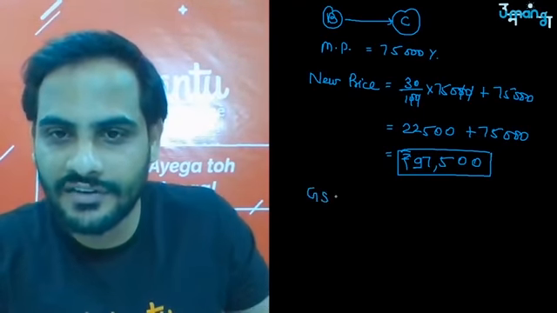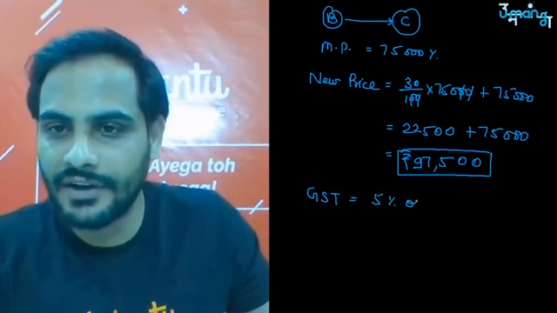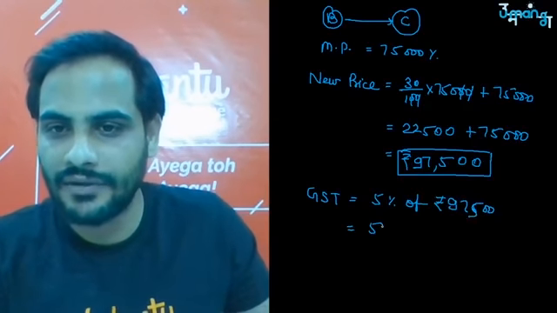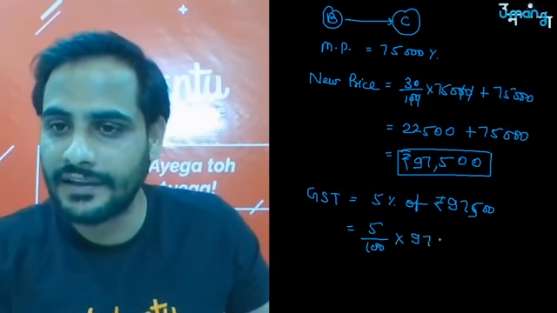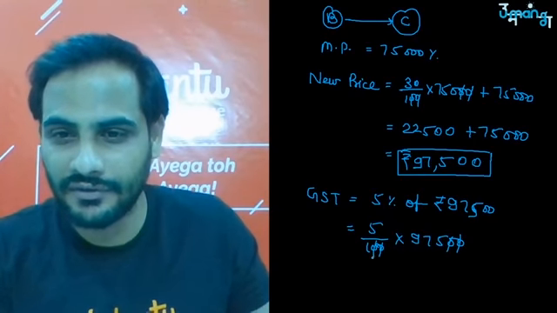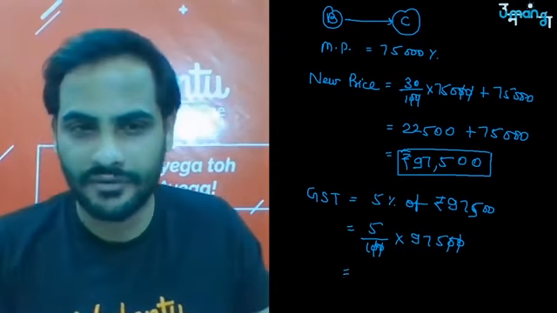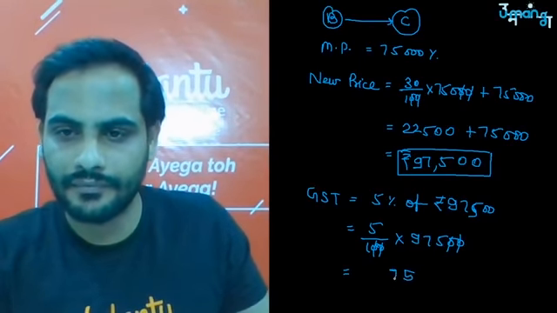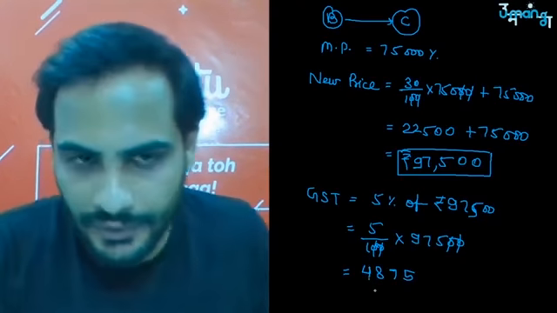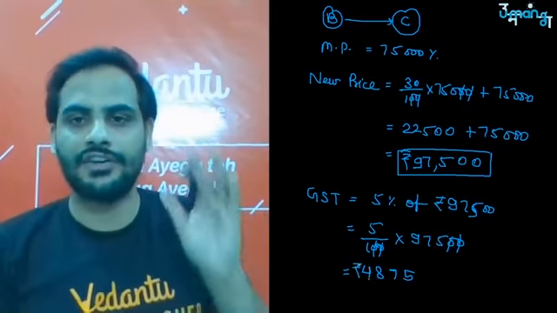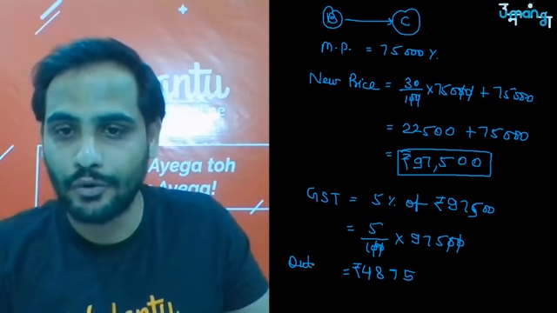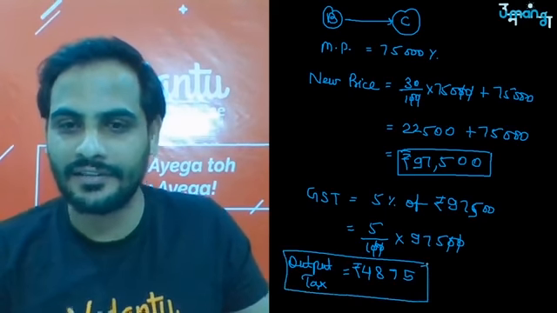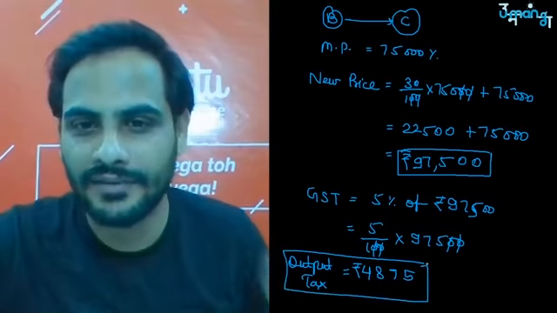So I can say the GST will be 5% of rupees 97,500. So it will be 5 by 100 times 97,500. This to this got cancelled, so you are getting 5 into 975, that is equal to rupees 4,875. That is your GST, and this is your output tax. This much price C has paid to B.